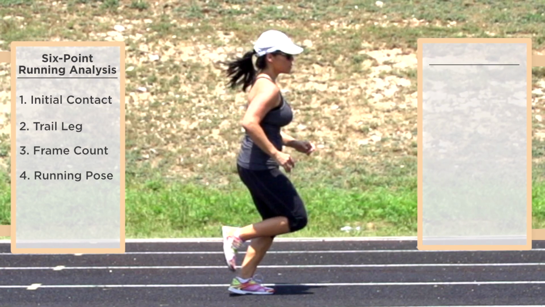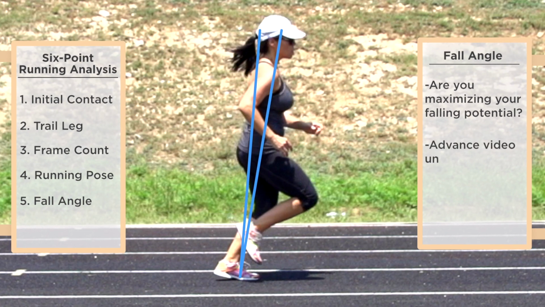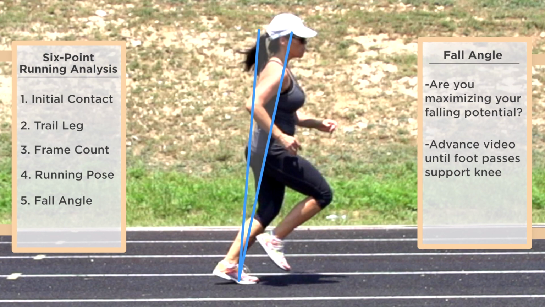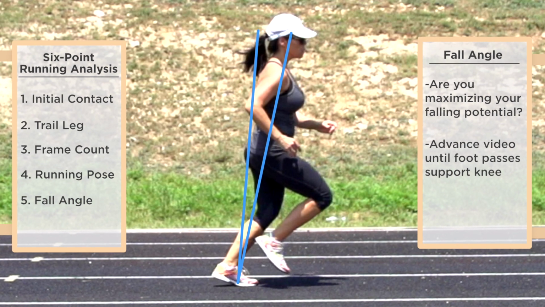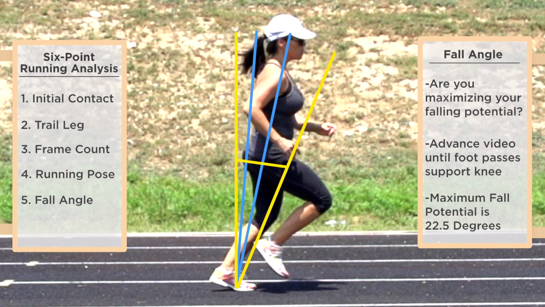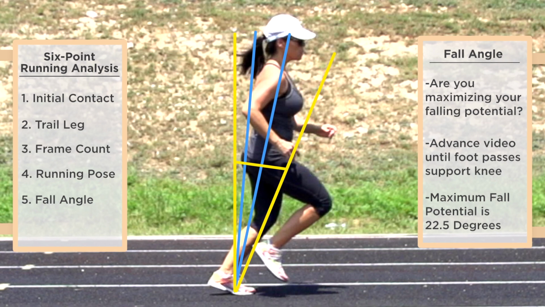The fifth marker is your falling time. Advance the video frame by frame until your foot on the swing leg visually passes the knee of your support leg. Here you can see where the falling period began and where it ended. The maximum you can fall is 22.5 degrees. If you arrive late to the running pose, then you are forfeiting potential falling time because you're already leaning forward before you start falling.